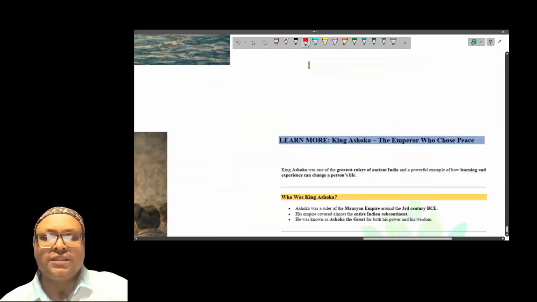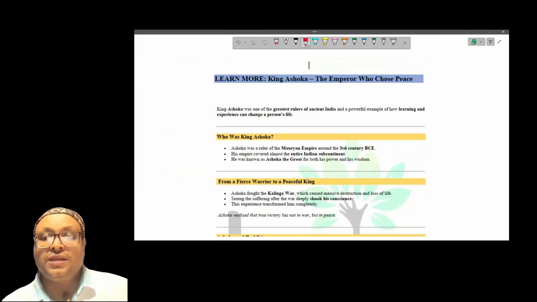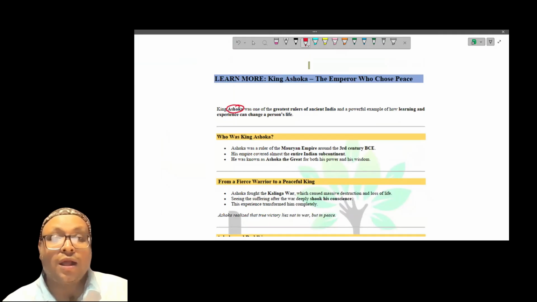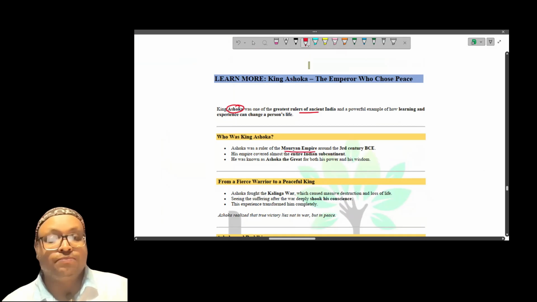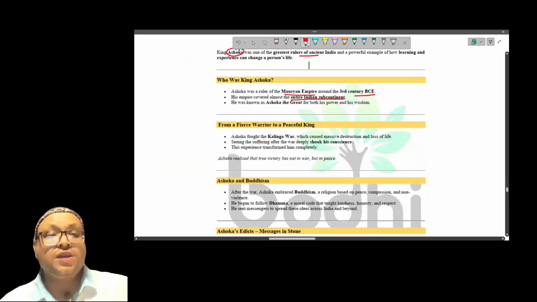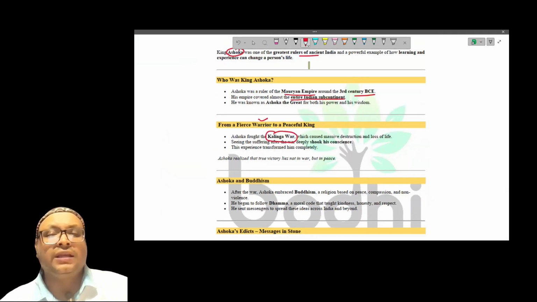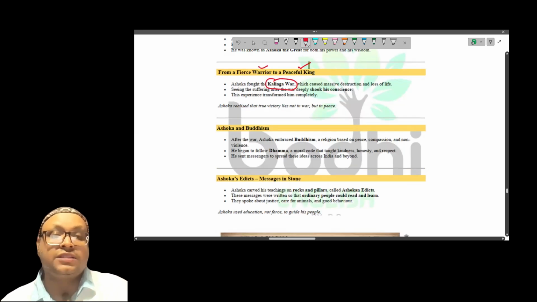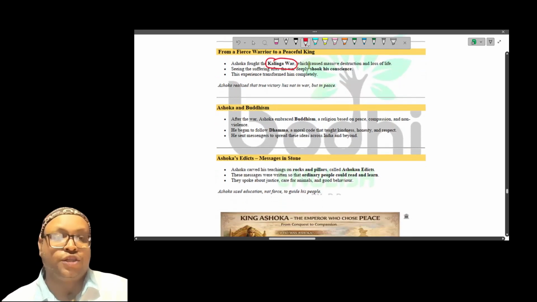Now we will learn a little bit about the topic the teacher was teaching, Ashoka. He was one of the greatest rulers of ancient India. Ashoka was a ruler of the Mauryan Empire, 3rd century BCE. His empire covered the entire Indian subcontinent. He was a fierce warrior, but he had fought the Kalinga war. A lot of killing and bloodshed had happened over there, and then he turned a peaceful king. He realized that violence and bloodshed cannot bring any good.